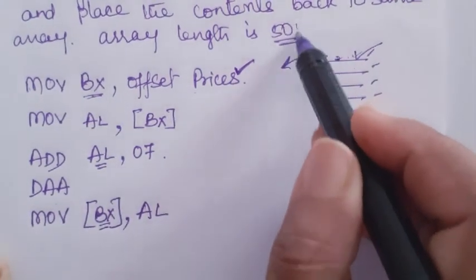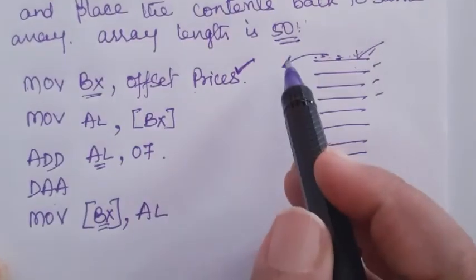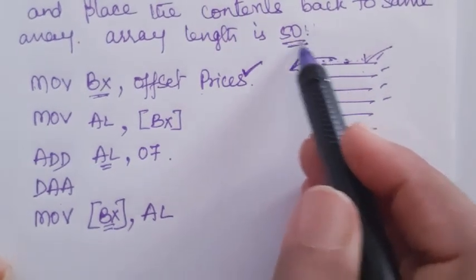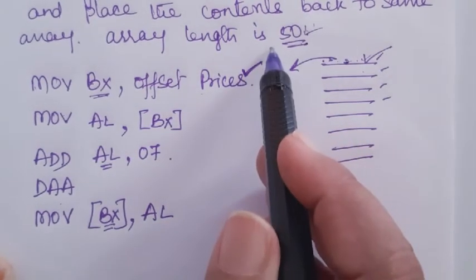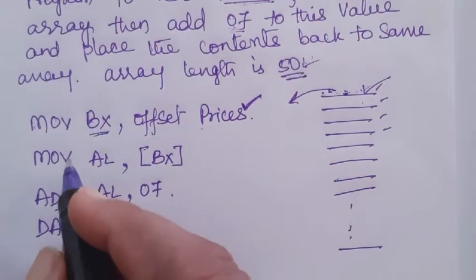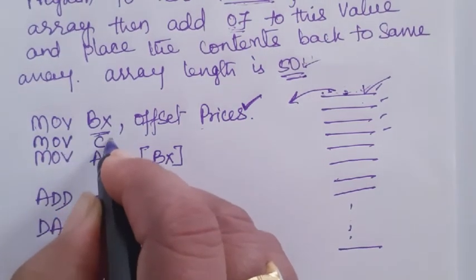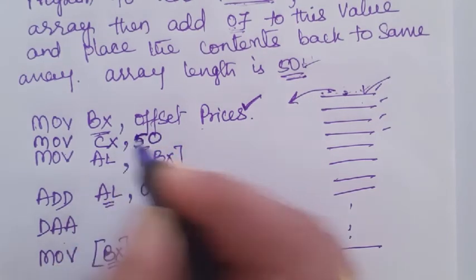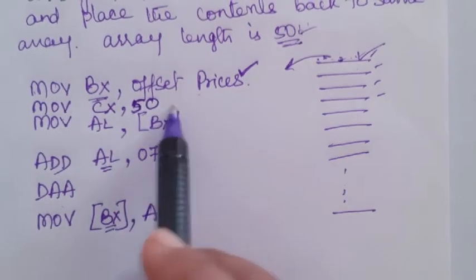Here 50, if I am not specifying H, it means it is in decimal. So the assembler will take it as a decimal value. If you are writing the program manually, then you should convert this 50 to binary and put it in the CX register. We have not initialized the counter, so before this we need to initialize the counter register with 50. If the elements are 100, you should put 100. Initialize the counter with 50.